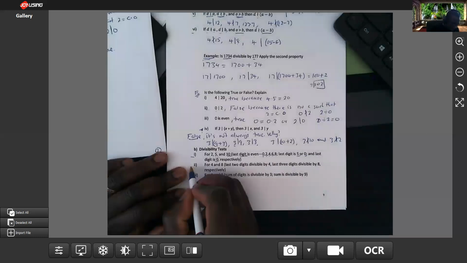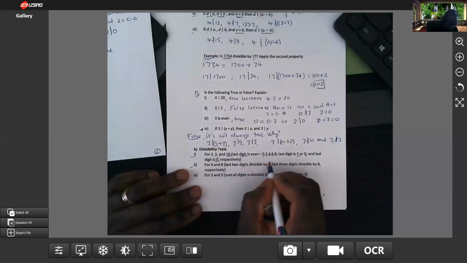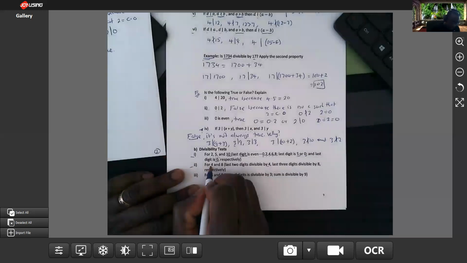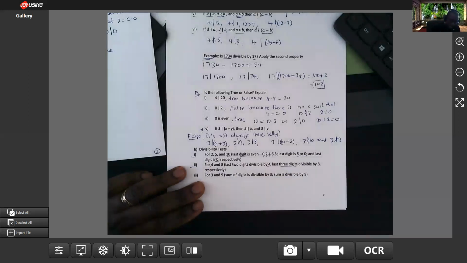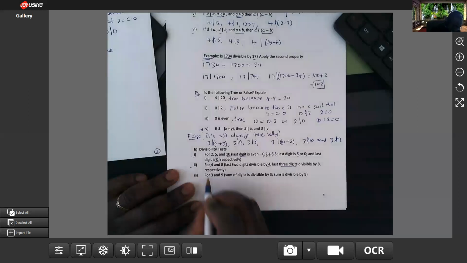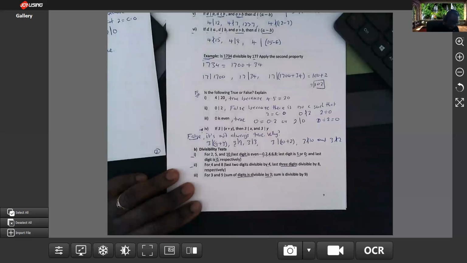Now, the test for 4 and 8 says that if the last two digits are divisible by 4, that means the number is divisible by 4. And if the last 3 digits are divisible by 8, then the number is divisible by 8. For the case of 3 and 9, you sum all the digits, and if it is divisible by 3, then we say that the number is divisible by 3. Similarly, for 9, if the sum of all the digits is divisible by 9, then it is divisible by 9. Okay. All right.